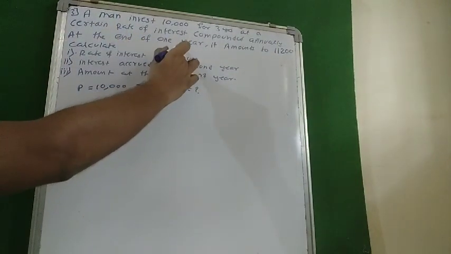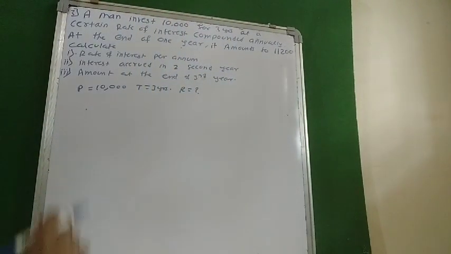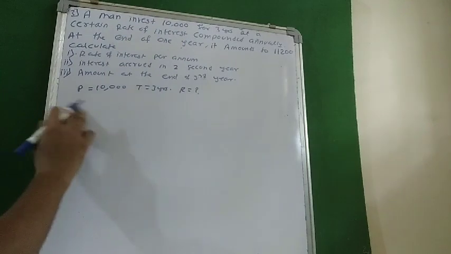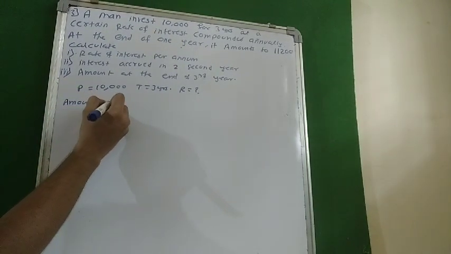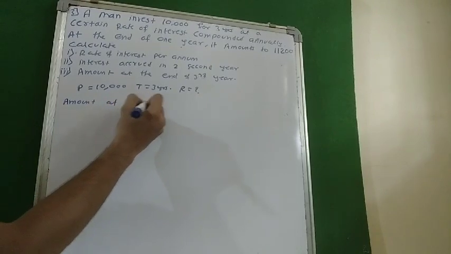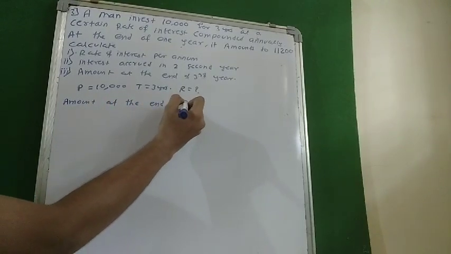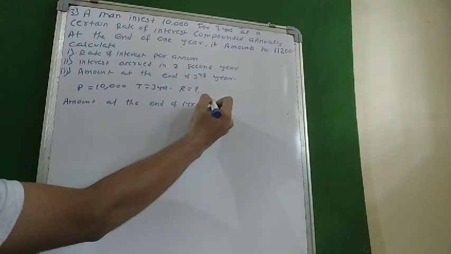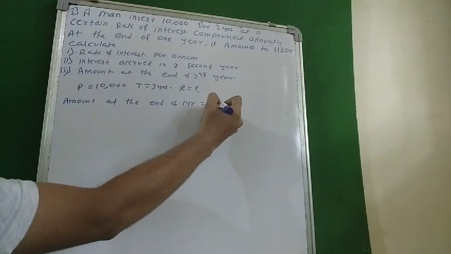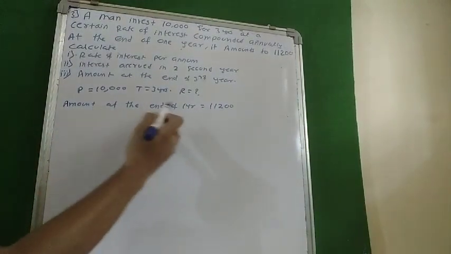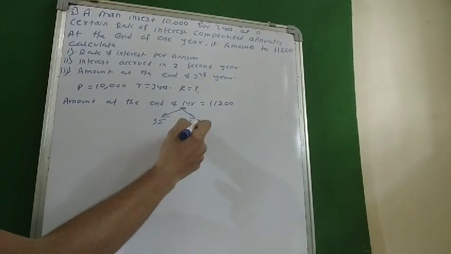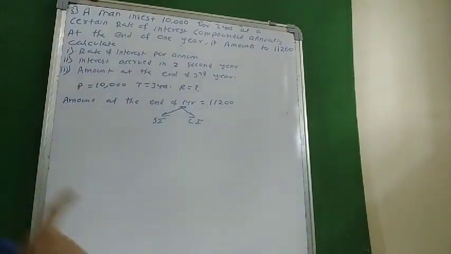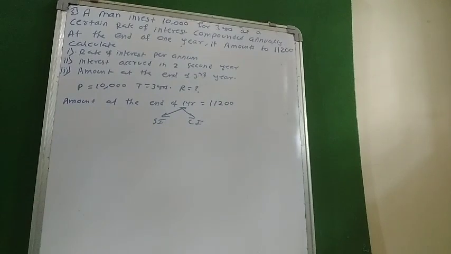At the end of 1 year, it amounts to 11,200. So I can say that the amount at the end of 1 year is 11,200. See, always remember that amount at the end of 1 year, though it is a simple interest or compound interest, amount for the 1 year is same. As interest is same, amount is also same.